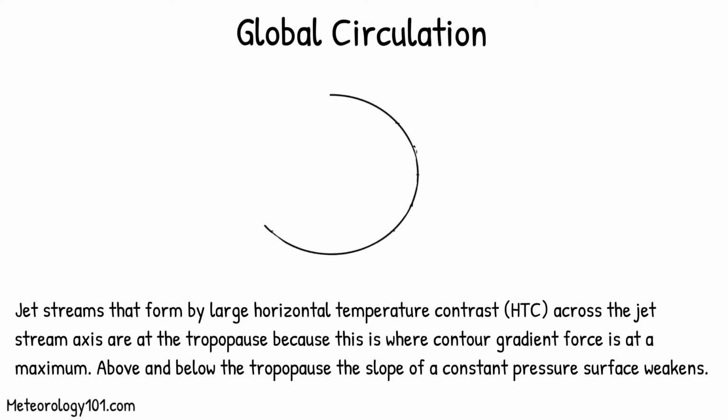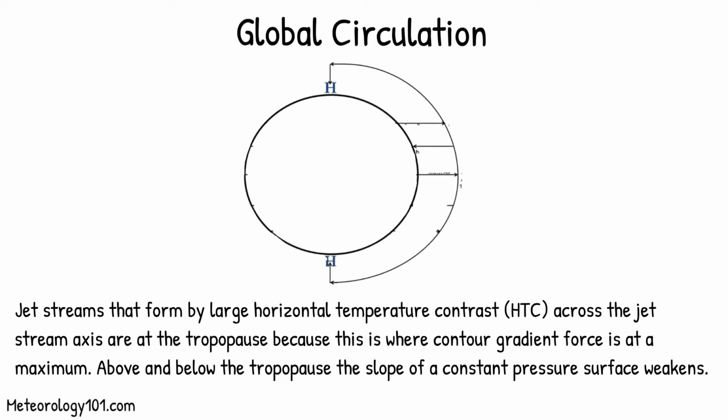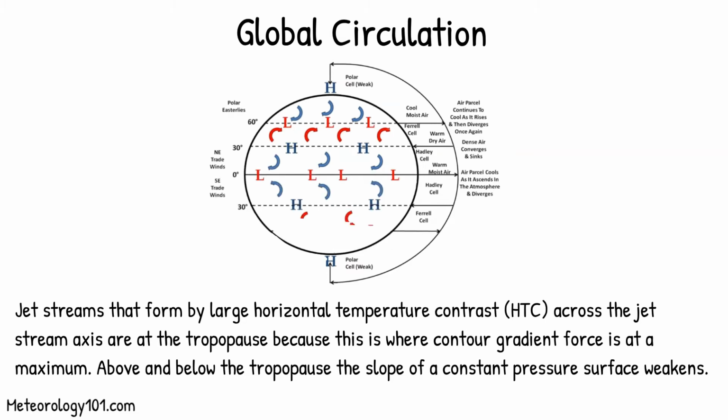Global circulation. Jet streams that form by large horizontal temperature contrast across the jet stream axis are at the tropopause because this is where contour gradient force is at a maximum. Above and below the tropopause, the slope of a constant pressure surface weakens.